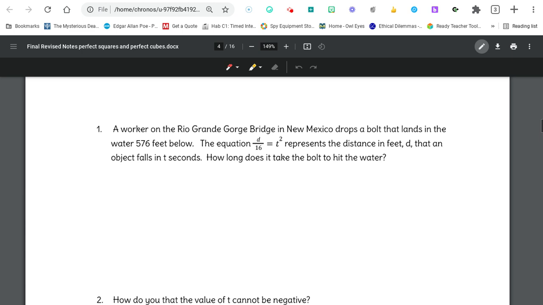All right, so you got this worker on the Rio Grande Bridge there in New Mexico, and this worker drops a boat that lands in the water 576 feet below. So they're on this bridge, and they have the water here. So the worker drops a boat, and the boat goes a distance of 576 feet.